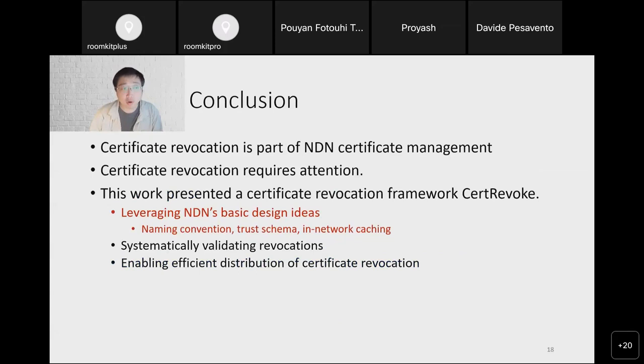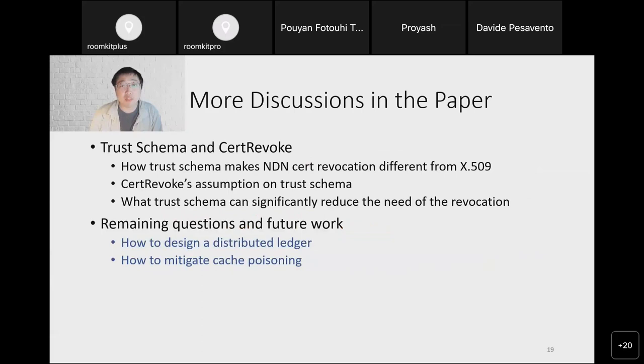This work presented a certificate revocation framework, CertRevoke, leveraging NDN's basic design ideas: naming conventions, trust schema, and in-network caching. CertRevoke systematically validates revocations and enables efficient distribution of certificate revocations. We also encourage people to read our paper for more detailed discussions.